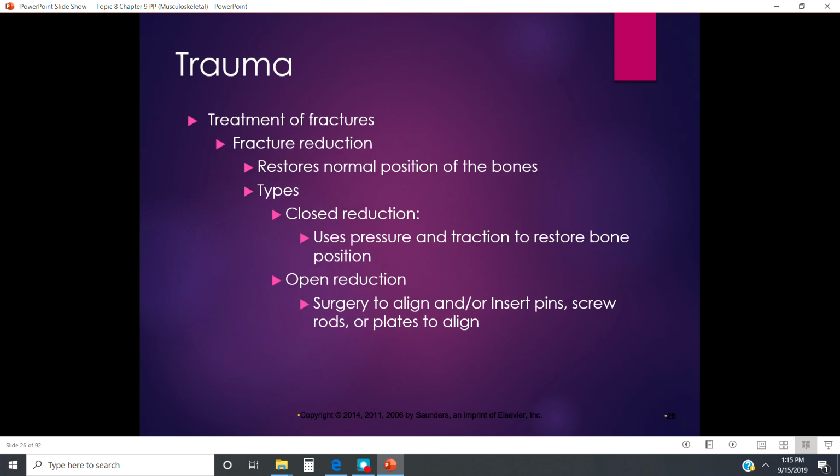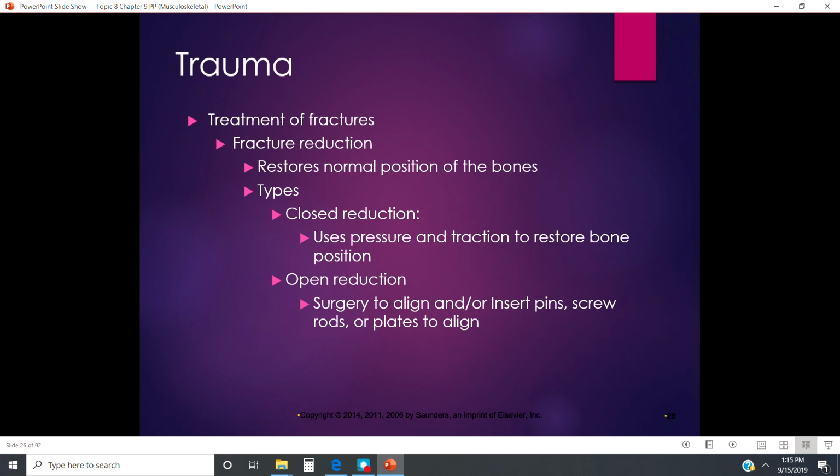So we'll finish up this lesson by taking a look at the treatment of fractures. Right? Most of us know that the first thing we have to do is reduce the fracture, right? They call that fracture reduction. Basically, all they're doing there is restoring the normal position of the bones. Most of the time they can do it closed. They take an x-ray, they realign the bones, put a cast on it, that type of thing.